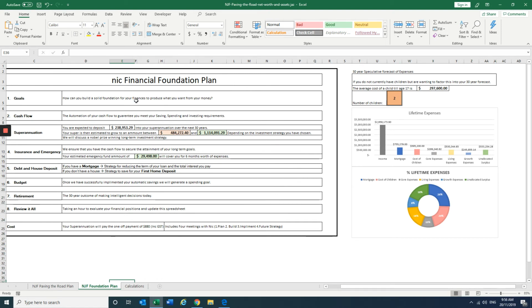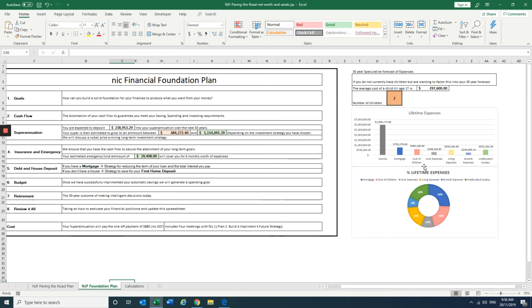So we can see that to build a solid foundation for your finances to produce what you want from your money. And that's the idea. You're going to earn almost $3 million over your life. What are you going to do with it, and where's it going to be at the end of your life? Here it's showing 2.9 million, that amount into my mortgage. If I anticipate having 2 children, I've factored that in there. That's the cost of 2 children to raise them to age 17. Core expenses, living expenses, growth expenses, and unallocated surplus.